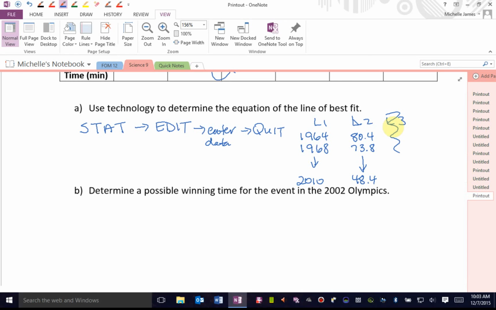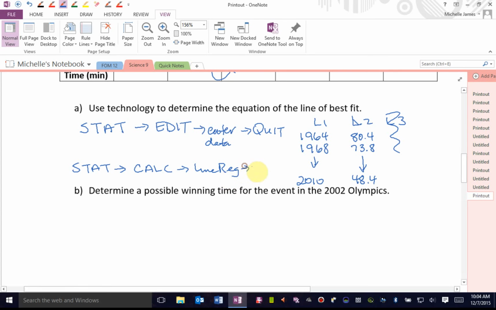To get our equation, we're going to press stat again, then calc, then line reg, which is 4. And enter.